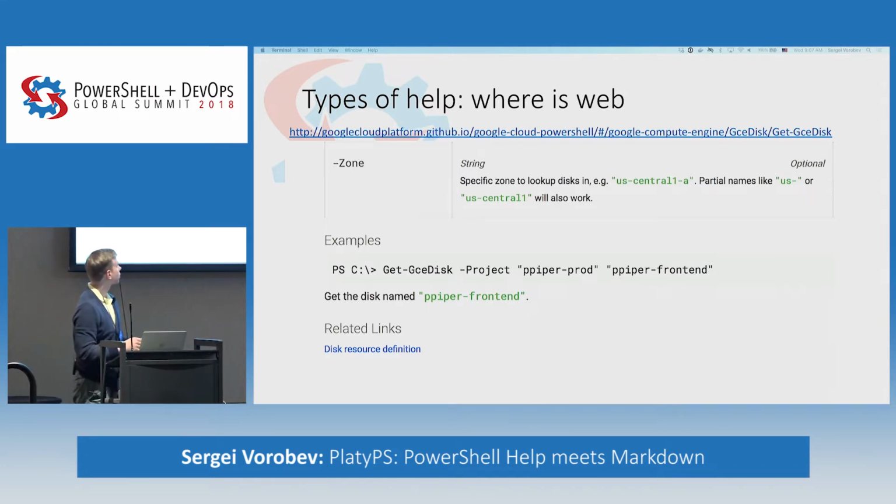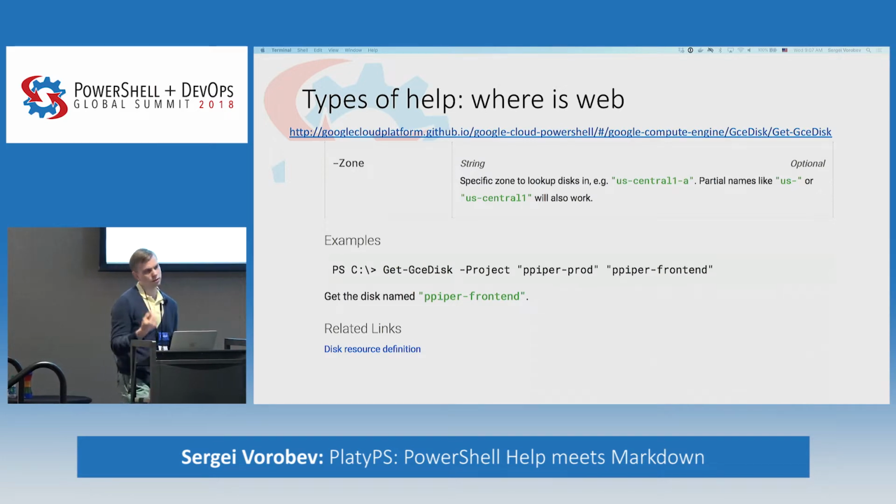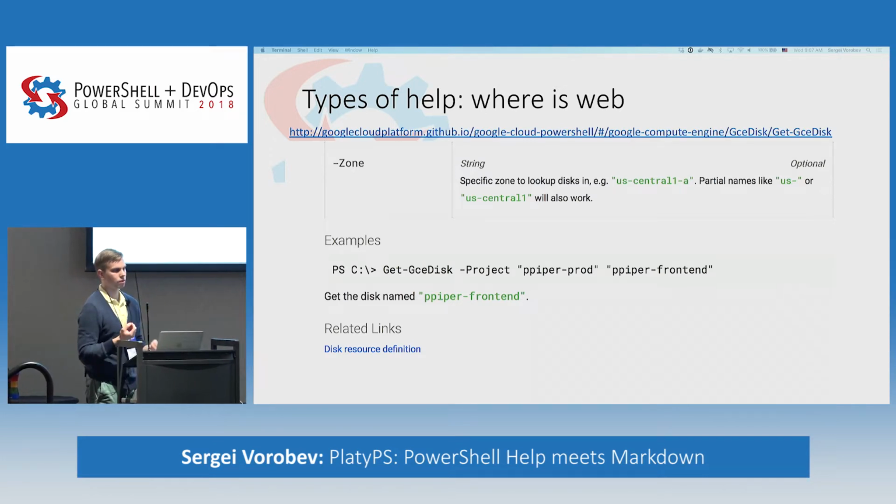I just want to point out this is an example from Google's Google Cloud cmdlet, Get-GCDisk. They use nice tables for metadata. They use different syntax highlighting. They use hyperlinks. And you can't really get that stuff in your console. You really need the web technologies to surface it.